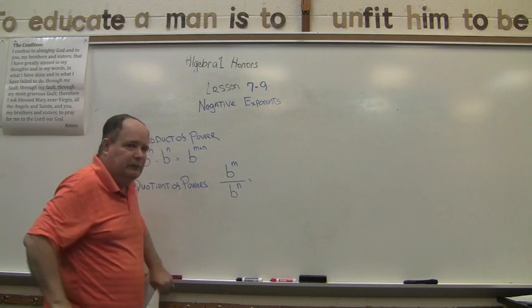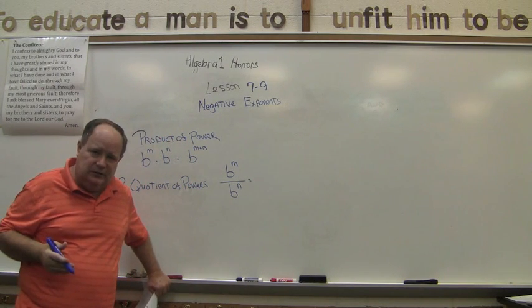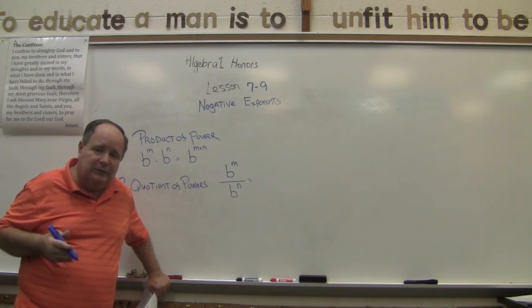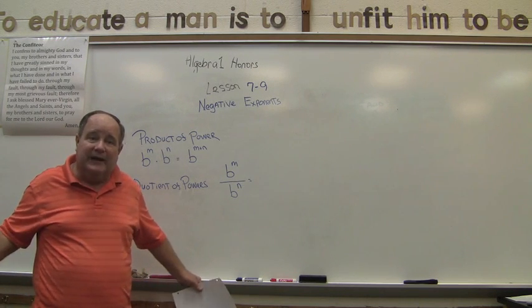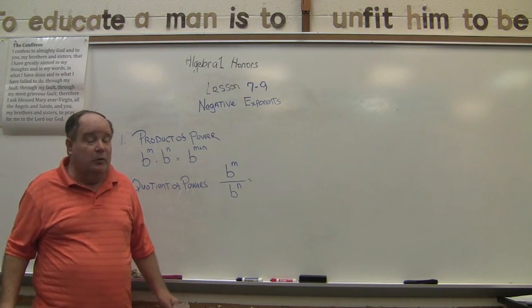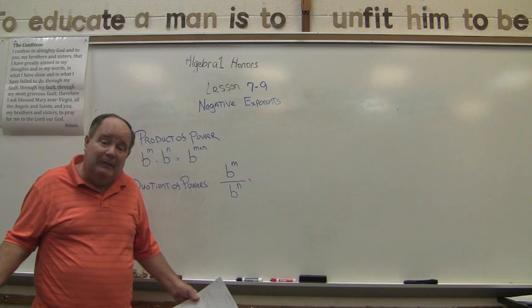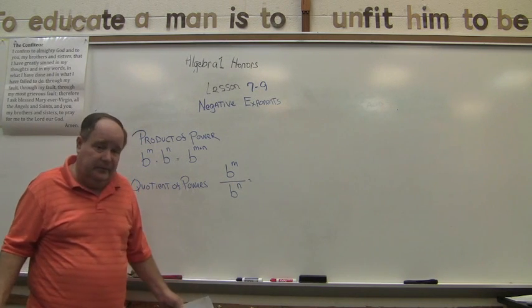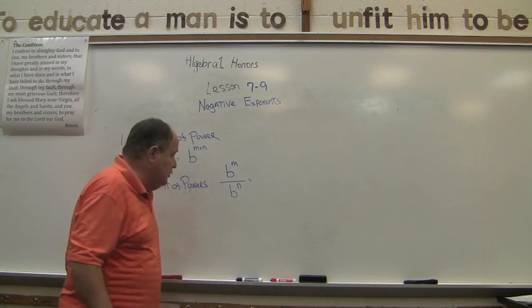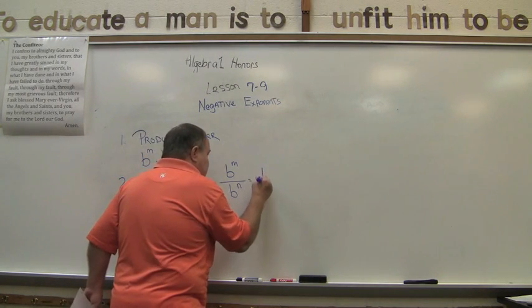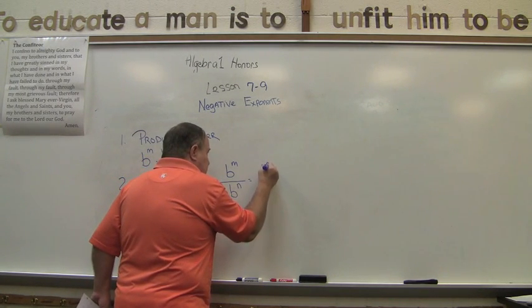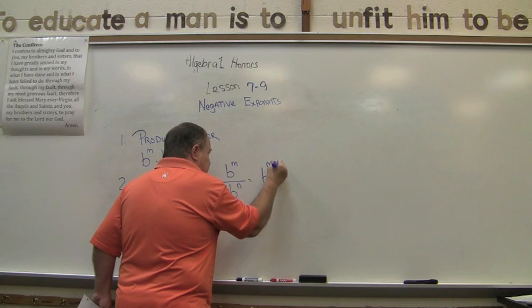Exactly the same thing. If we have exactly the same bases, what we do with our exponents, instead of, when we multiplied, we added exponents. So when we divide, we do the opposite. Okay, we subtract them. Okay, the inverse operation. So in this case, we're going to end up with b to the m minus n.